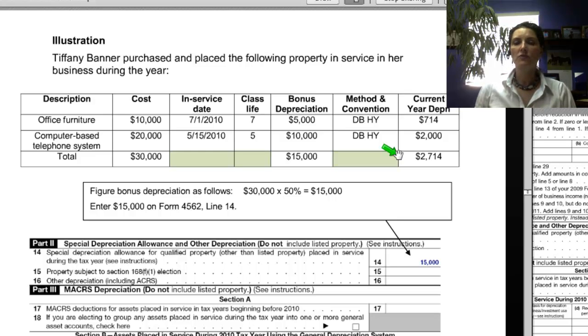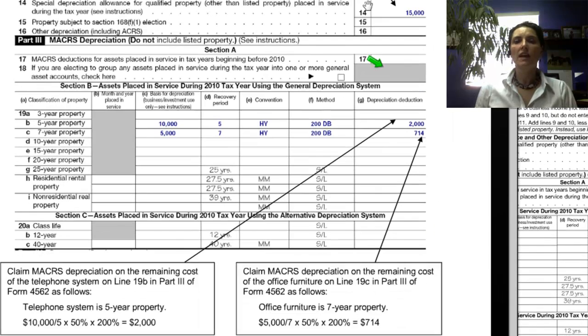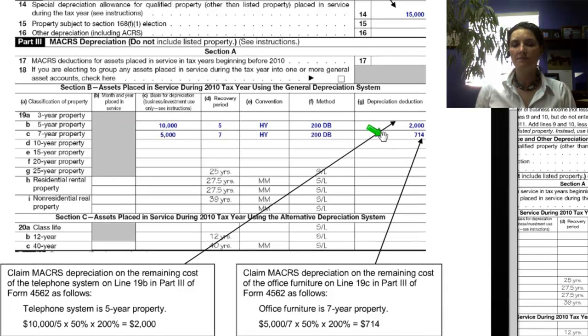So how does this look on the finished 4562? Well, on line 14, we enter $15,000 of bonus depreciation. Then on line 19B, we enter the telephone system remaining basis, which is $10,000. We apply a recovery period of 5 years and the half-year convention. We then apply a method of 200% declining balance, and that gives us our $2,000 depreciation deduction. The 7-year property is the office furniture, and that gives us a $714 deduction.